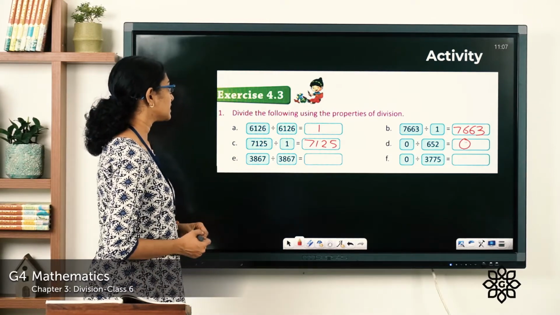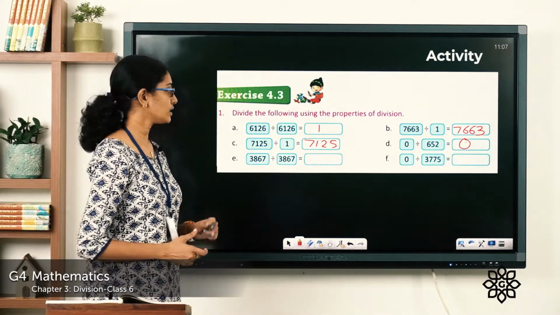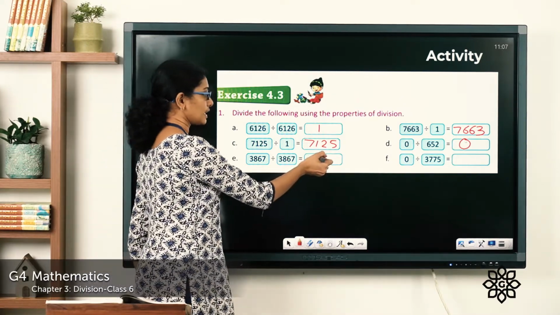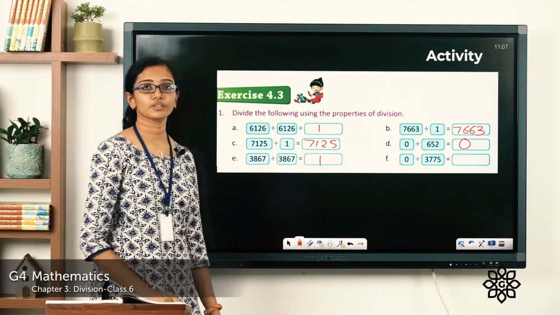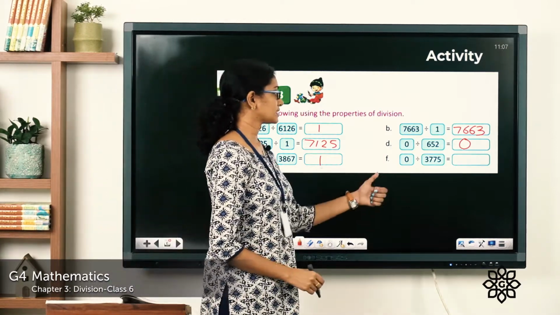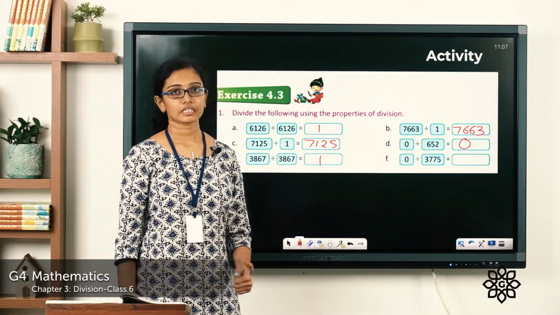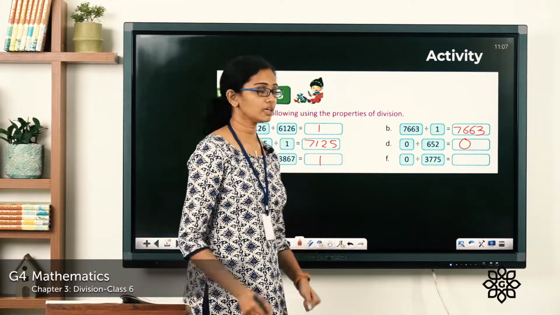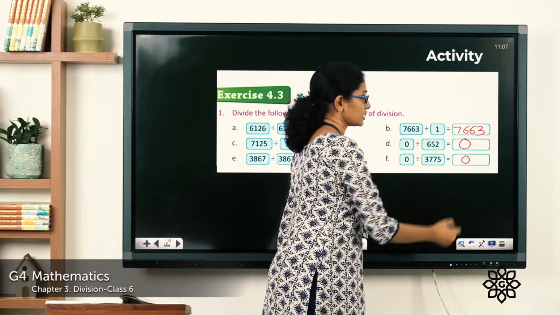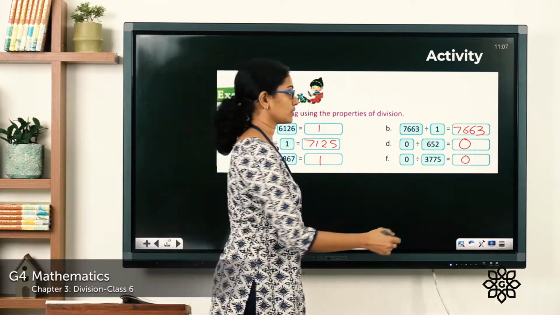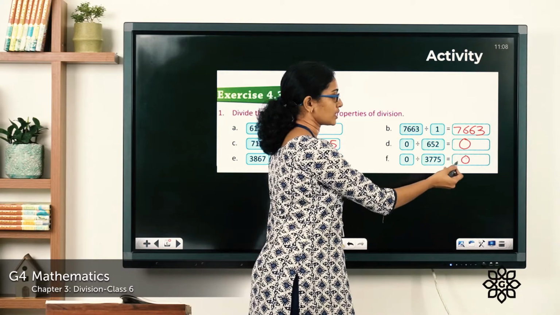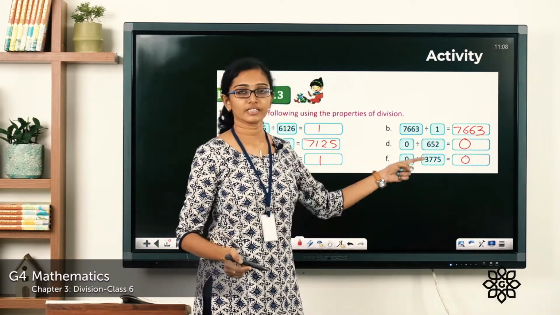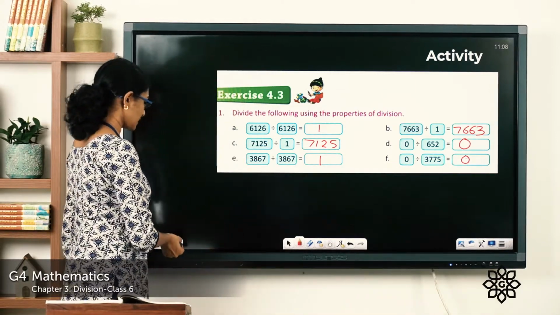Now, question E, 3867 divided by 3867. Number divided by number itself gives you what? Gives you the quotient 1. Then question F, 0 divided by 3775. 0 divided by any number gives you what? The quotient here is 0. Why? Because 3775 into 0 gives the product 0, which is the dividend in the division given here. I hope this is clear to you.